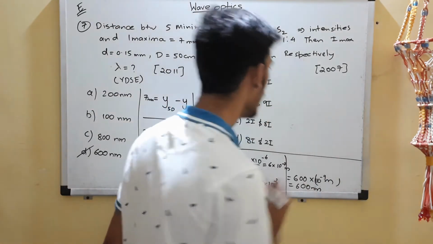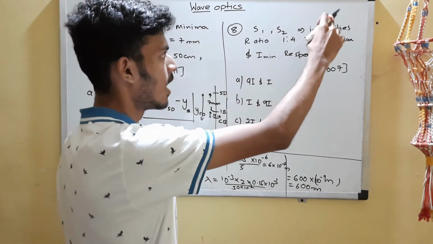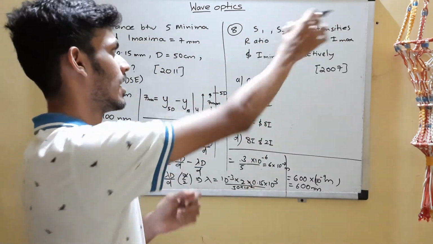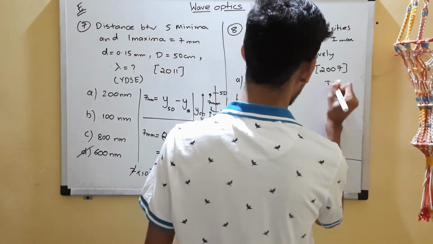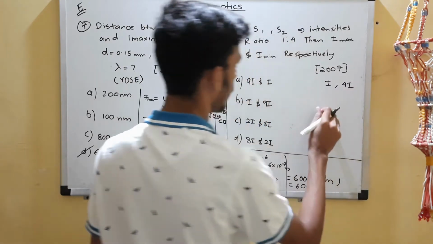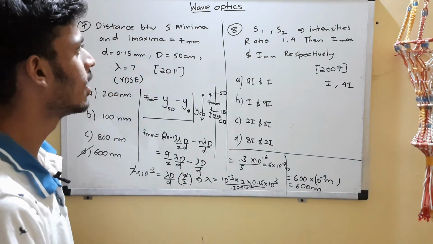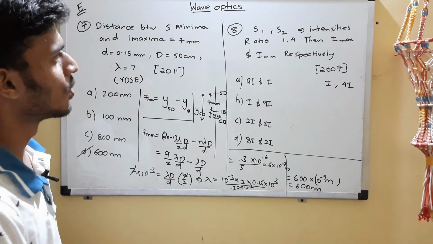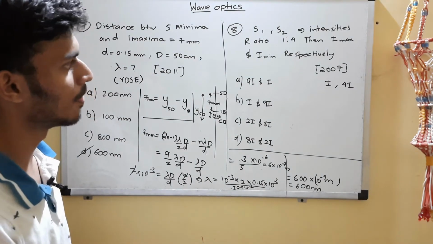Okay, let's come to our next question, which is question number 8. So here we have the two sources in YDSE. They have their intensities in the ratio 1:4. So we can take the intensity of S1 as I and the second as 4I. So basically if you take the ratio, it's 1:4, right? So we are assuming their intensities are I and 4I. Then you are supposed to find what is I max and I minimum respectively.